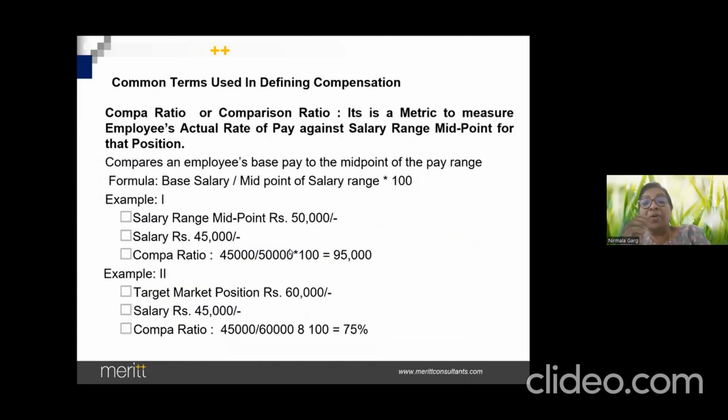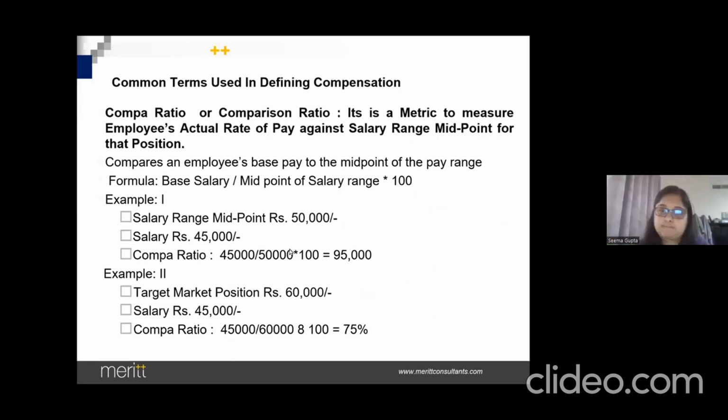When I say compa ratio, it's a ratio. Ratio means two data points, a numerator and a denominator. What does it take into consideration? The base pay of an individual. It compares it with the midpoint of the grade which the person is in.